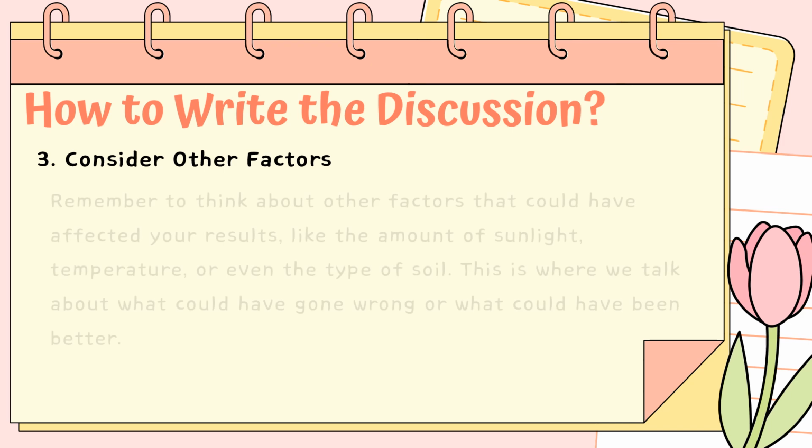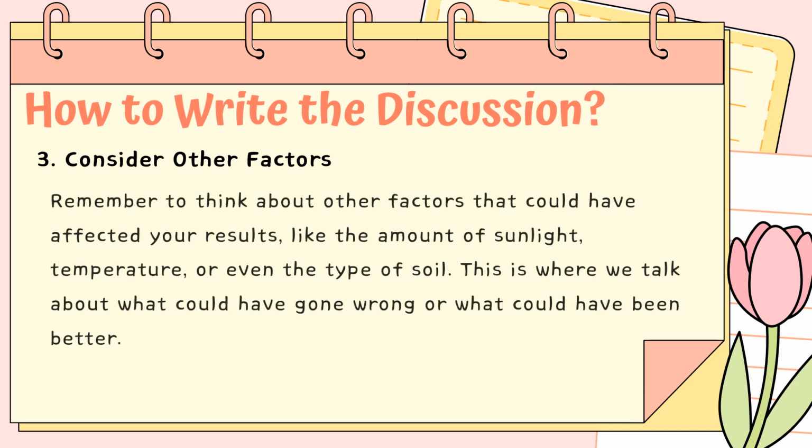3. Consider other factors. Remember to think about other factors that could have affected your results, like the amount of sunlight, temperature, or even the type of soil. This is where we talk about what could have gone wrong or what could have been better.